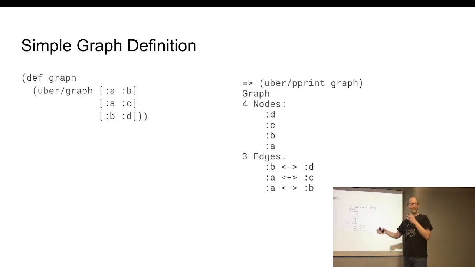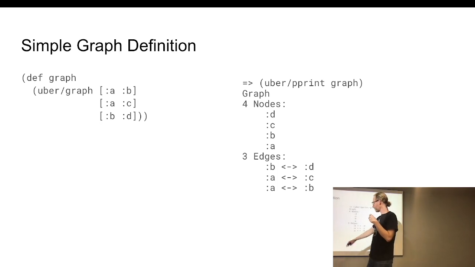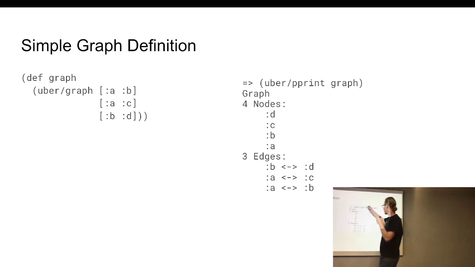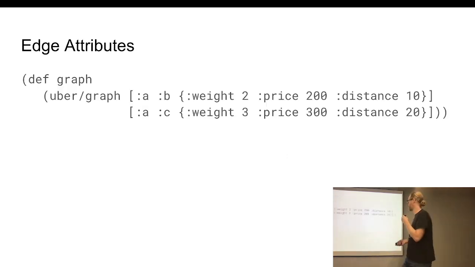All right, so we're going to get into Ubergraph here, quickly walk through Ubergraph, and then I'll show you a little bit of what I put together to make this a reality. So this is an undirected graph. Edges are bidirectional. You're going to define a graph by saying, we have an edge from A to B, B to A to C. Those are the edges. And then you can pretty print it, and it's going to show you here are the nodes, here are the edges. Make sense?